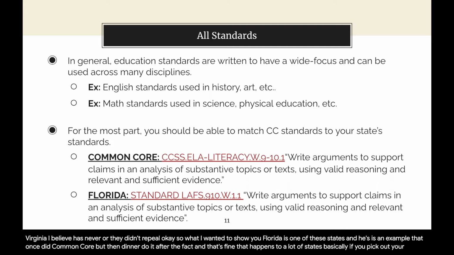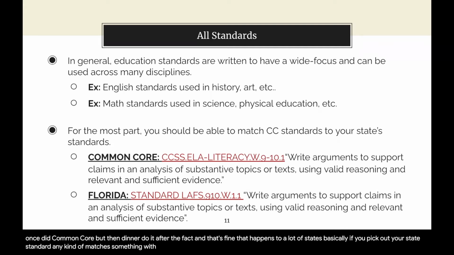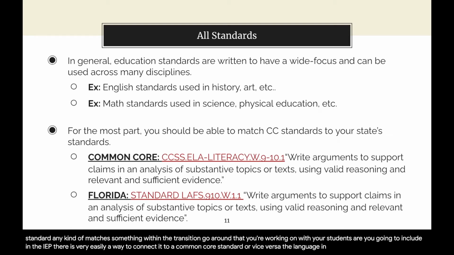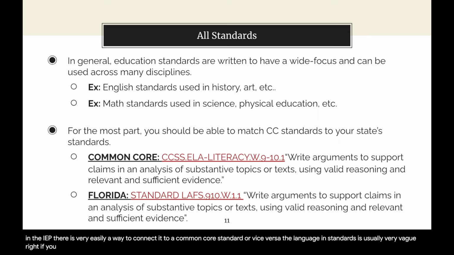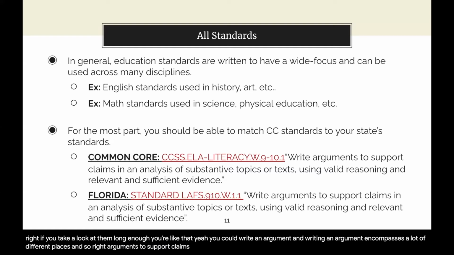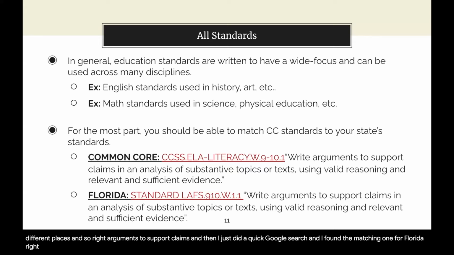Basically, if you pick out your state standard and it matches something within the transition goal realm that you're working on with your students or you're going to include in the IEP, there is very easily a way to connect it to the Common Core standard or vice versa. The language in standards is usually very vague, right? If you take a look at them long enough, you're like, yeah, you could write an argument, and writing an argument encompasses a lot of different places. And so the Common Core standard listed there is to write arguments to support claims. And then I just did a quick Google search and I found the matching one for Florida. Write arguments to support claims, even though Florida is not one of these states that has Common Core as their standards.